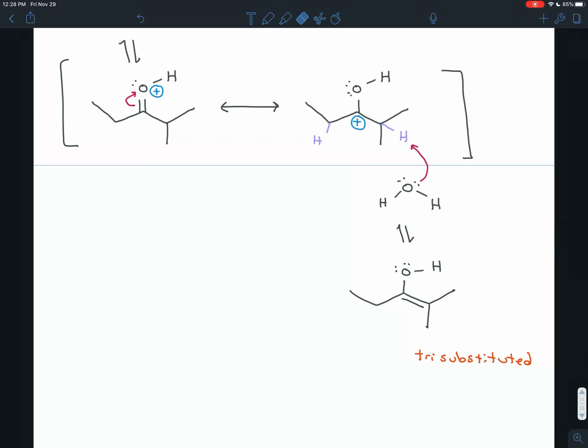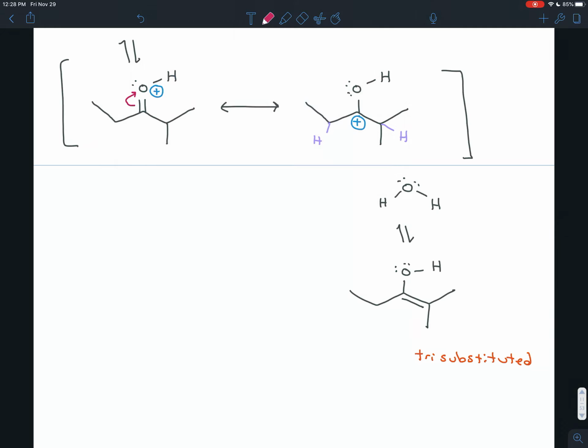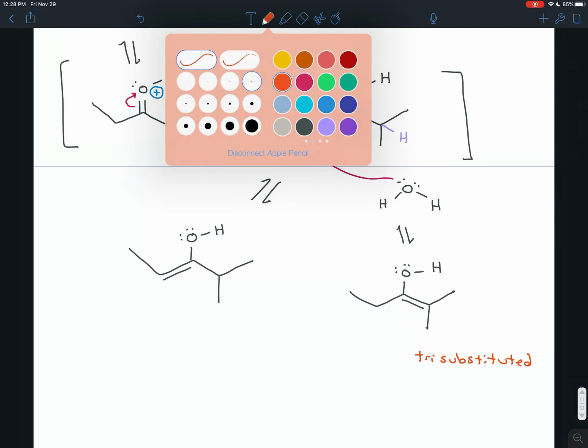Okay, now imagine the other scenario. Imagine that the water molecule had attacked the other alpha hydrogen, and the electrons went to the positive charge there. In that case, the pi bond would have formed on the other side. But notice that this is only di-substituted. You have only 2 carbons here, right? In the other one we had 1, 2, 3. So this is only di-substituted.